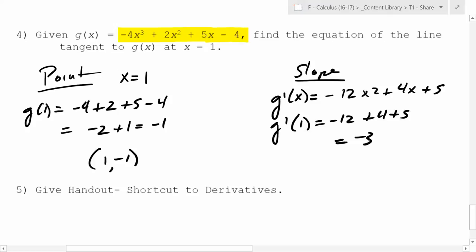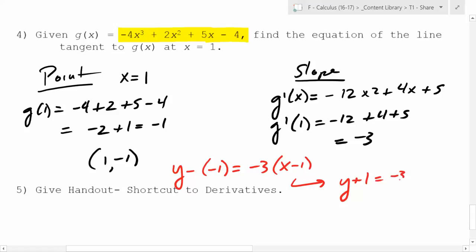Negative 3. So if we want to write the equation, you just write it in point slope form. So it's y minus what? Y plus 1. So y minus negative 1 is equal to negative 3 times x minus 1. You could do one little piece of simplification, make it y plus 1 is equal to negative 3 times x minus 1. I love this right here as the final answer.